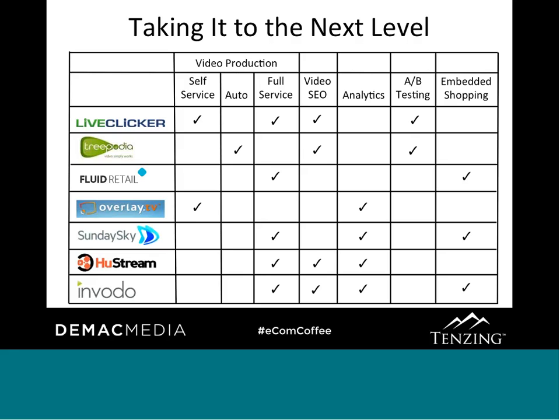Now, I usually like to highlight one or two providers on this list, and two that really stand out in my mind are LiveClicker and Envoto. And LiveClicker especially has a really neat iPhone application that enables you to shoot product videos right from your smartphone. So that's an example of a self-service video production feature on one of these platforms. And Envoto, I really think they have a neat embedded shopping component.